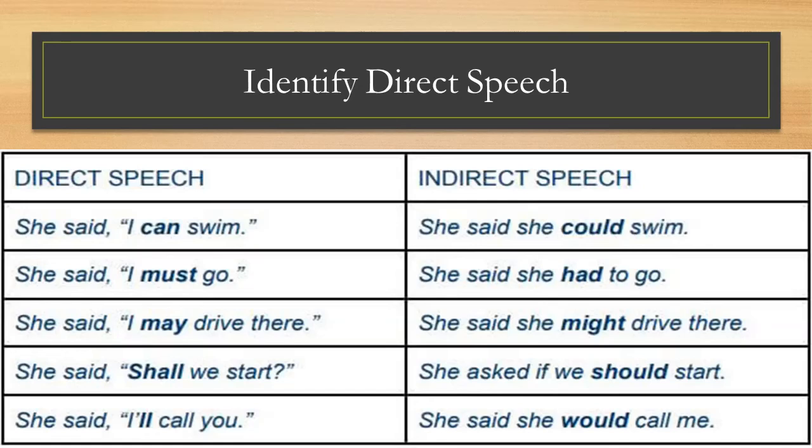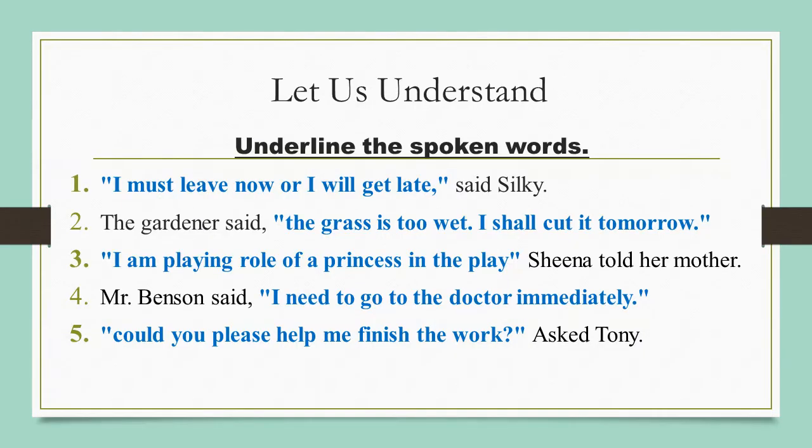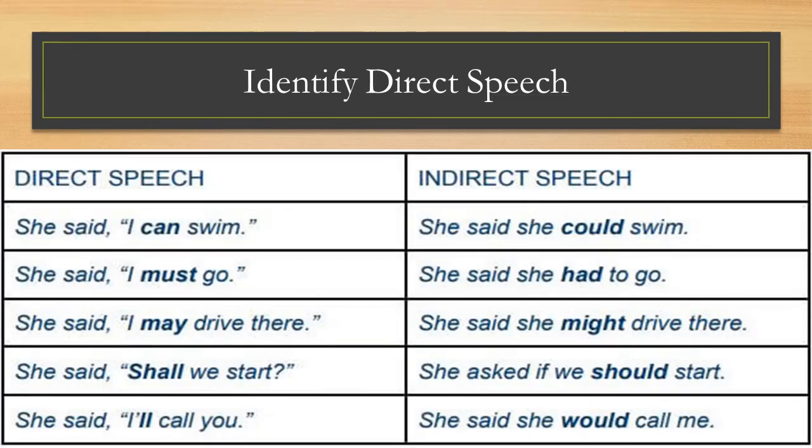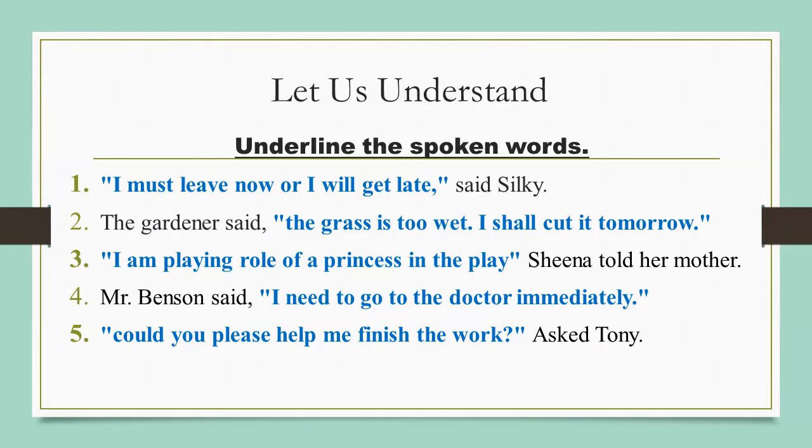Let's come to the exercise. Let us understand. The words that are in inverted commas are the direct speech. The words that are the exact words of the speaker, the actual words of the speaker, are called spoken words. What are they called? Yes, they are called spoken words. The exact words of the speaker are called spoken words. So we have to underline the spoken words in our books, but here they are highlighted in your video.